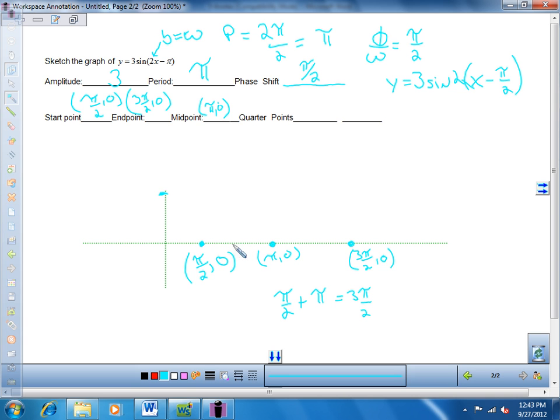So who can tell me what's halfway between pi over 2 and pi? It's not pi fourths, because pi fourths is over here, right? 3 pi over 4. Very good. 3 pi over 4 what? 3, because the amplitude is 3, right? So this point over here is 3 pi fourths over 3.